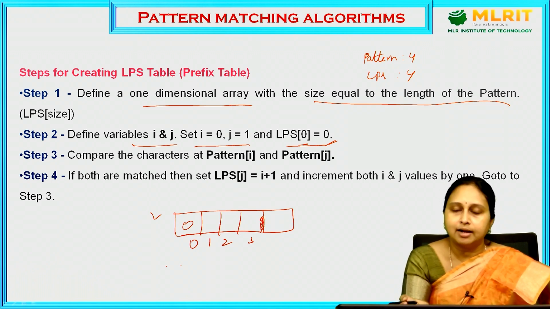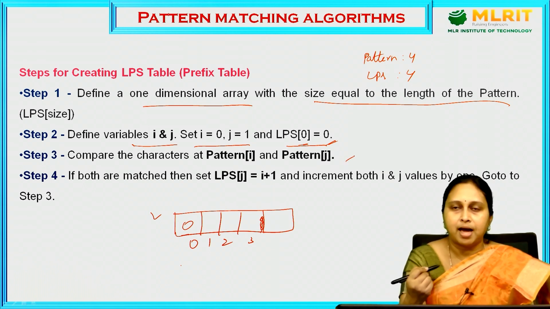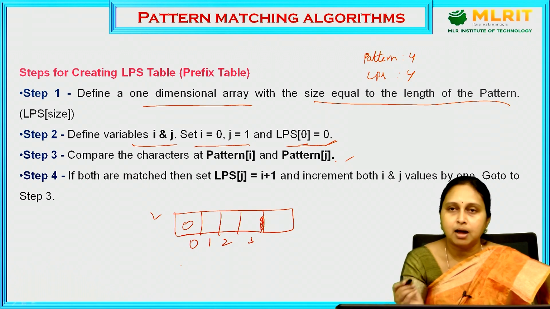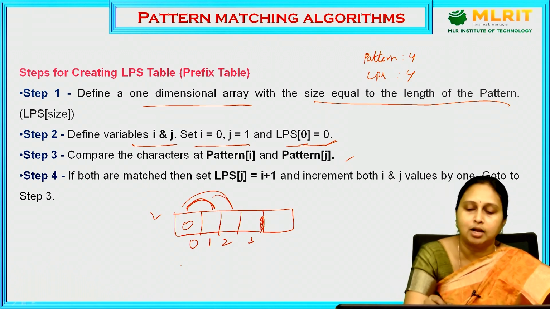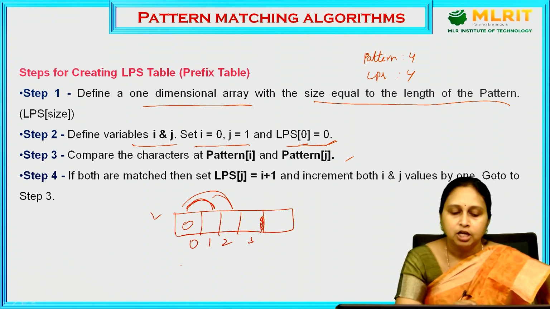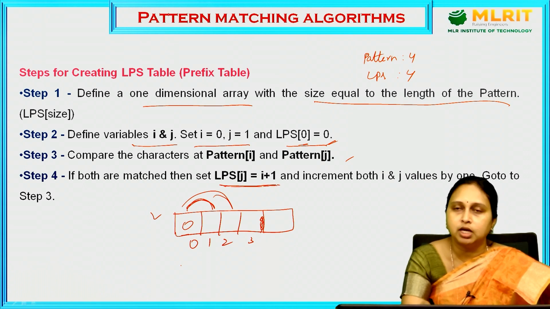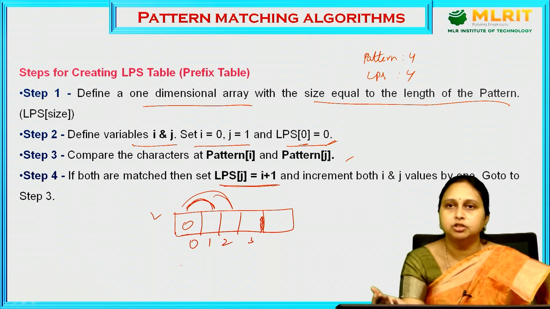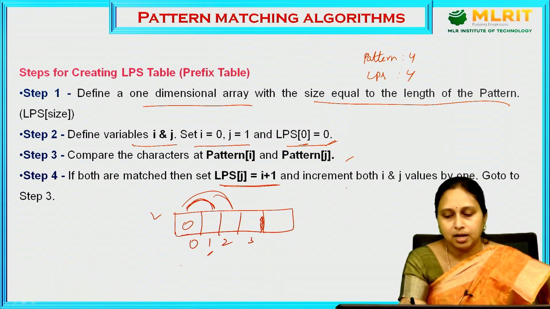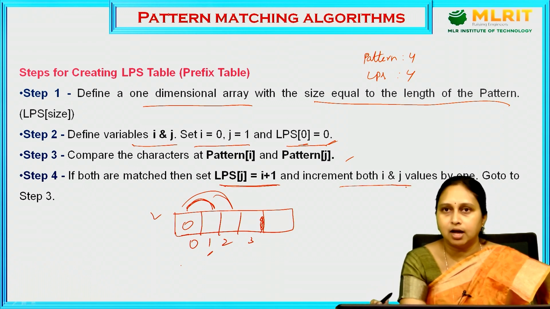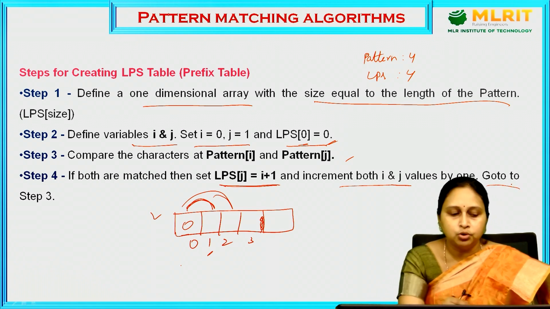Now compare the characters at pattern I and pattern j. Now we are going to make the comparison of the pattern. At the same time, for I and j, we are going to check these two values, like this way we are going to check the values. If both are matched, then we are going to set LPS of j equal to I plus 1. We are going to change the value of LPS of j, and at the same time we are going to increment both I and j values. I value and j value is going to be changed. Otherwise, go to step 3.